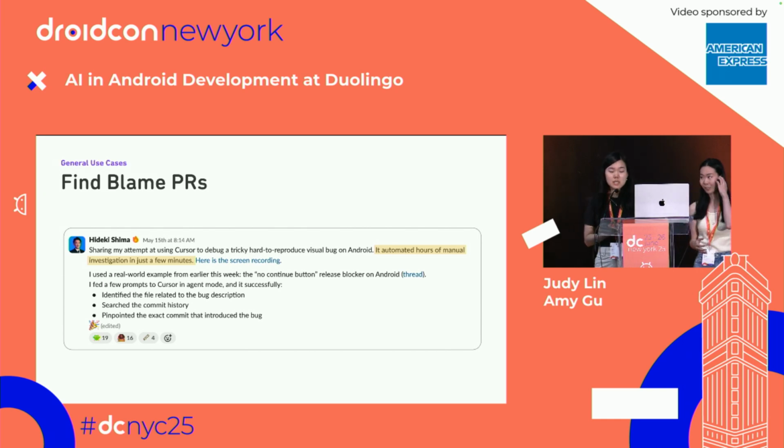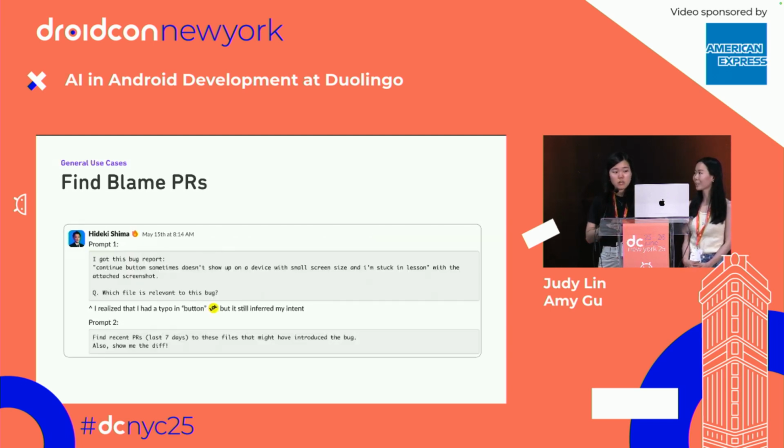So another use case is finding the cause of release blockers. And here, Hideki was able to use Cursor to help find the blame PR. We basically describe the bug in the prompt, but another way to do this would be to provide the Jira ticket, and Cursor can use MCP to take in the information. And then he asks Cursor to find the relevant files and look through any PRs that touch the files in the last 7 days and isolate the blame PR within those.